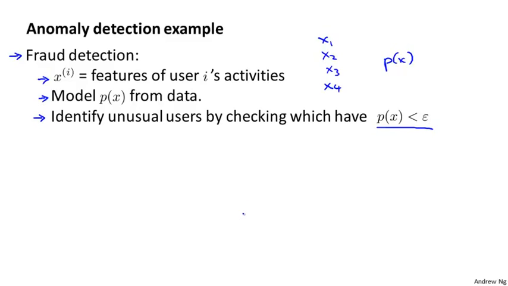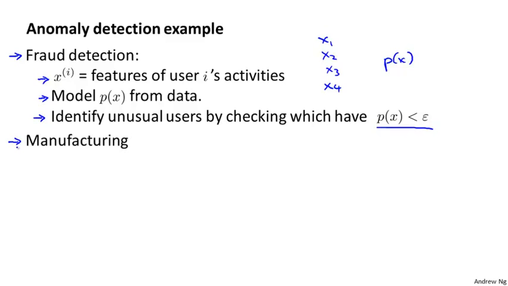So not just accounts that may have been stolen or users that are trying to do funny things, or just find unusual users. But this is actually the technique that is used by many online websites that sell things to try to identify users behaving strangely, and that might be indicative of either fraudulent behavior or of accounts that have been stolen. Another example of anomaly detection is manufacturing.